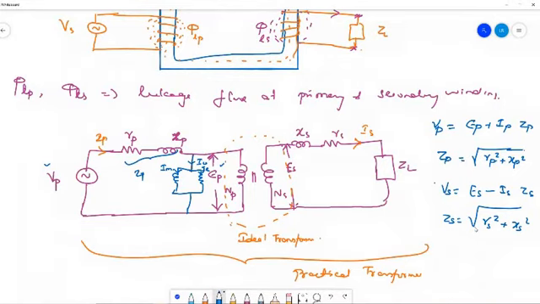Now, whenever this impedance is negligible, we can write that if ZP, ZS are negligible, then VP by VS will be nearly equal to NP by NS, the number of turns in the primary and the number of turns in the secondary.